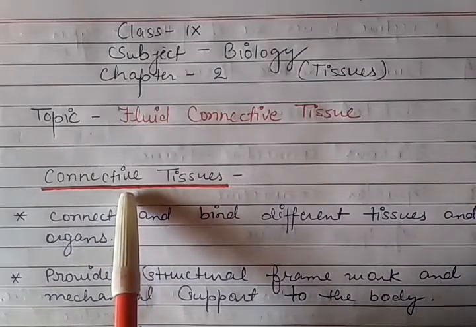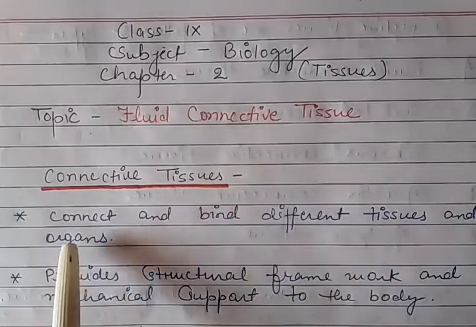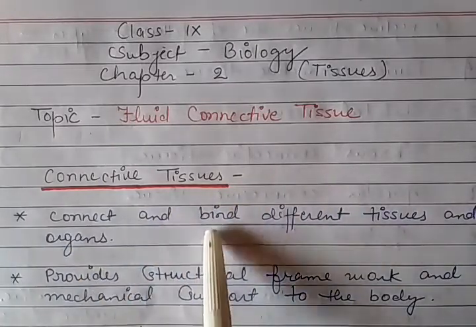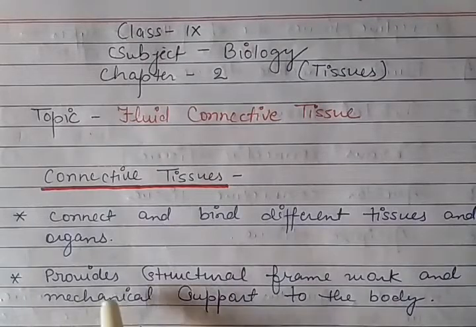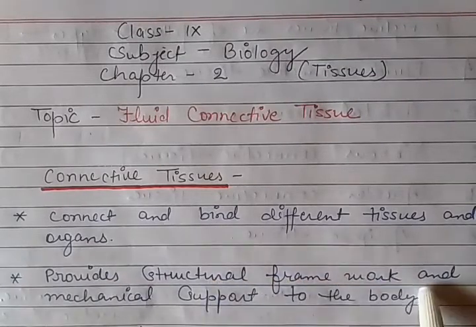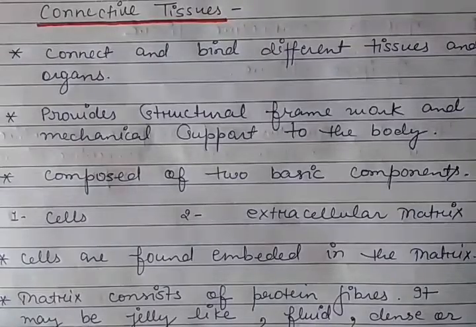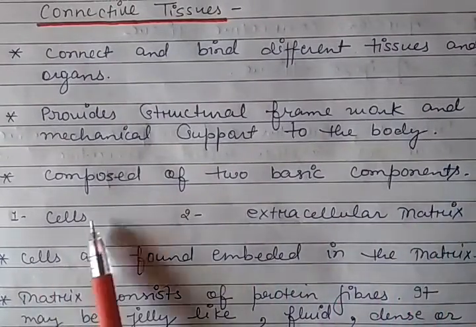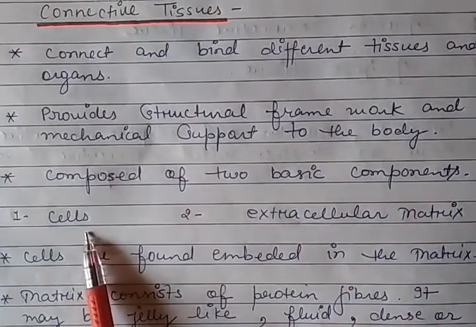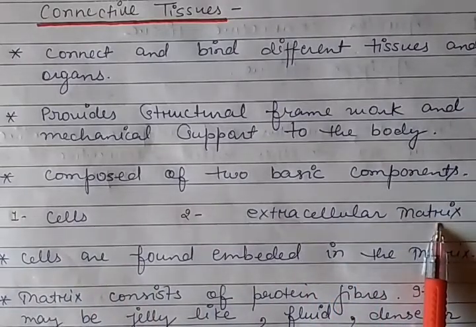From the name itself you can understand this tissue is responsible to connect and bind the other tissues in the body. Hence it provides a structural framework and mechanical support to the body. Now, connective tissue is composed of two basic components. First is the cells which are found there, and the second one is the extracellular matrix.